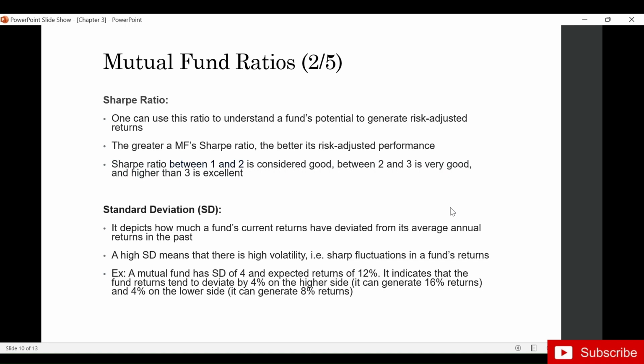The fourth ratio is standard deviation or SD. So standard deviation depicts how a fund's current returns have deviated from its average annual returns in the past. A high standard deviation means that there is high volatility in the fund's return. For example, if a mutual fund has standard deviation of 4 and its expected returns are 12%, then it means that the fund returns tend to deviate by 4% on the higher side and 4% on the lower side. This means that the fund can generate 16% returns also, and it can generate 8% returns also.